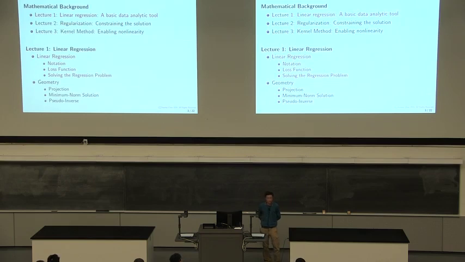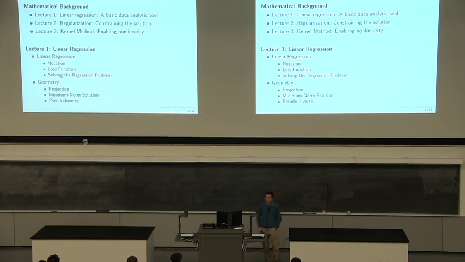The outline of today's lecture will be as follows. It is lecture 1 on linear regression, some basic analytic tools. We have 2 parts of this lecture. We want to talk about the basic notations of linear regression, and then we want to define what I mean by loss function in a regression setting. And then I want to comment on how we solve the regression problem. So that's part 1, some basics about linear regression.